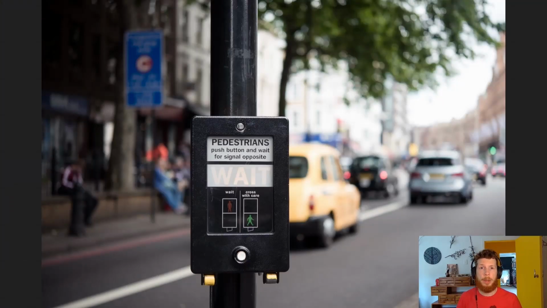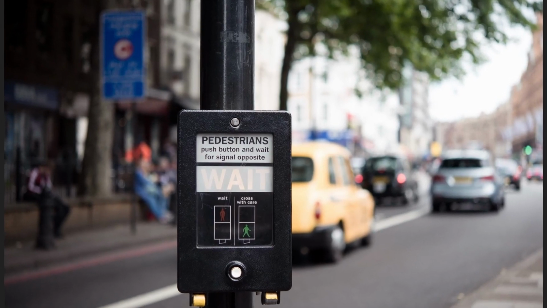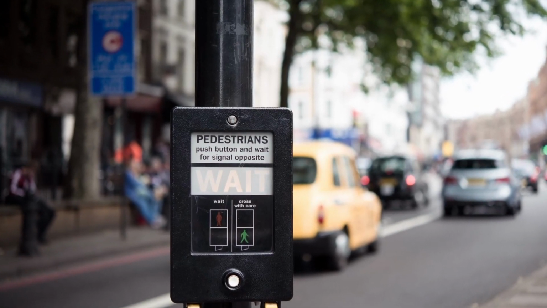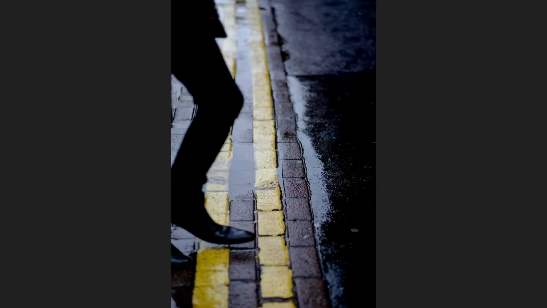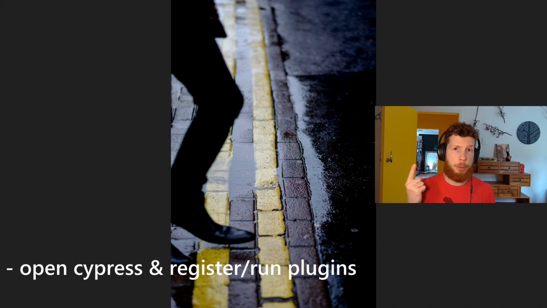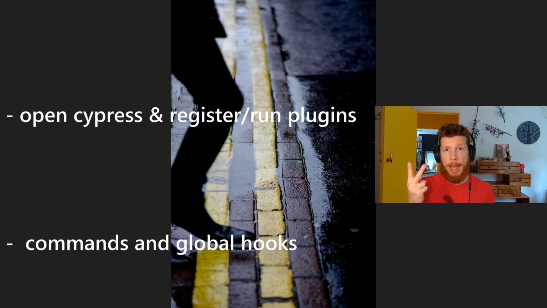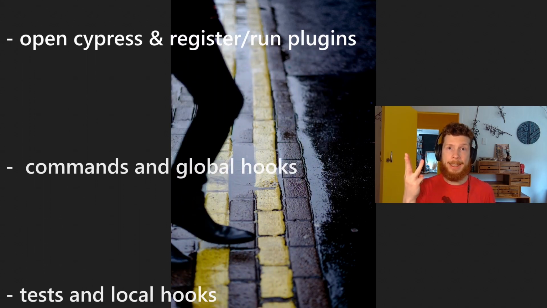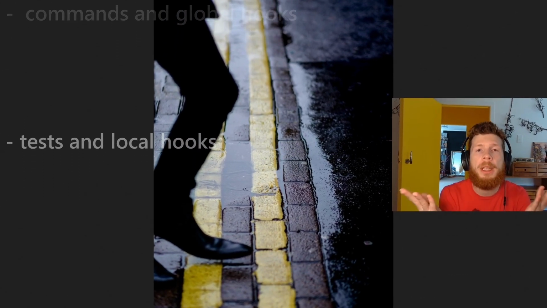There are several parts and they could be compared to the pedestrian traffic light. First, you arrive and register your desire to cross by pressing a button. Then you wait for the light to turn green, and only then you make a first step and fully cross the street. In Cypress terms, it will be opening Cypress and registering or running the plugins, registering custom commands and global hooks, running tests and local hooks. Enough! Please show me the code!